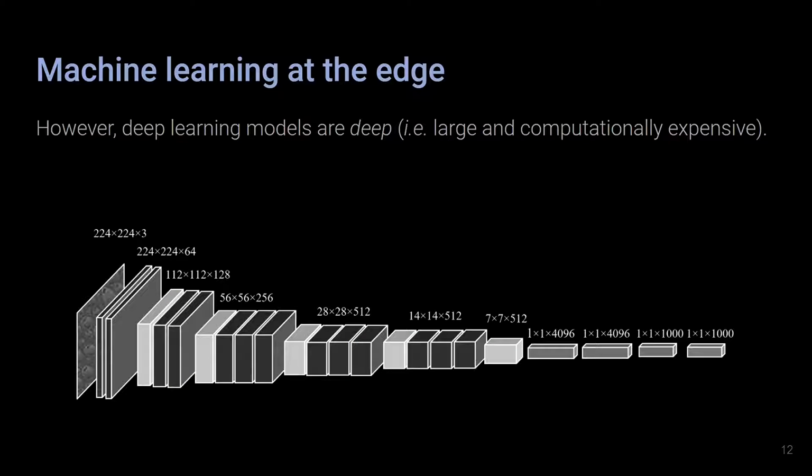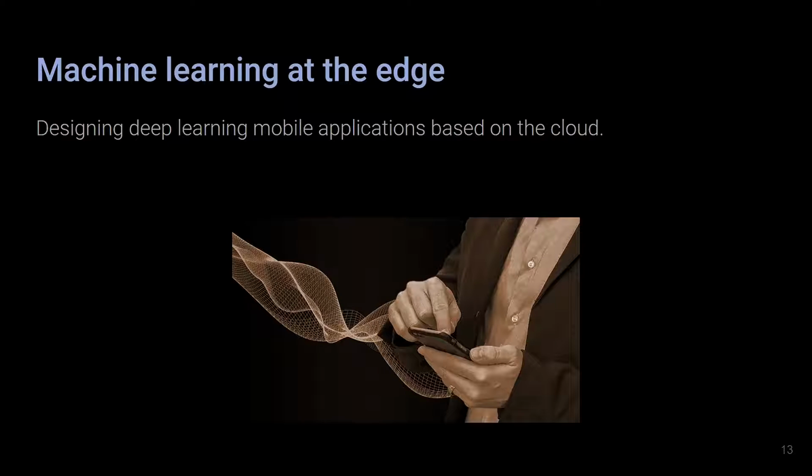However, deep learning models are very big. It's not uncommon to see DL models with more than 1 million parameters. That means they are computationally expensive and they need powerful machines to run in a reasonable amount of time. Because of their large size and expensive computational cost, running deep learning models in edge devices represents a serious challenge.